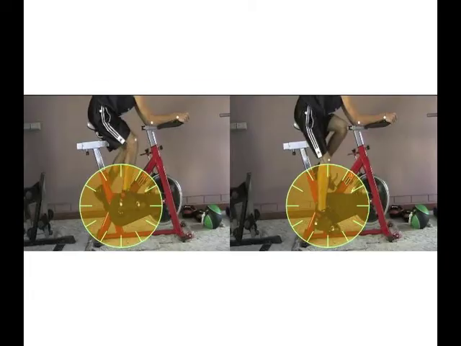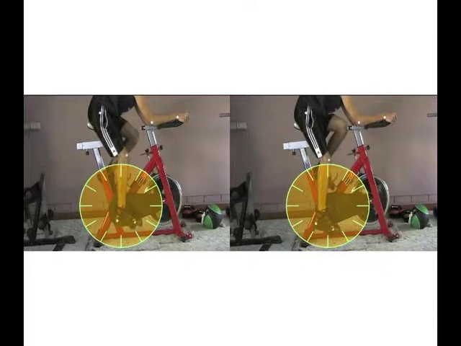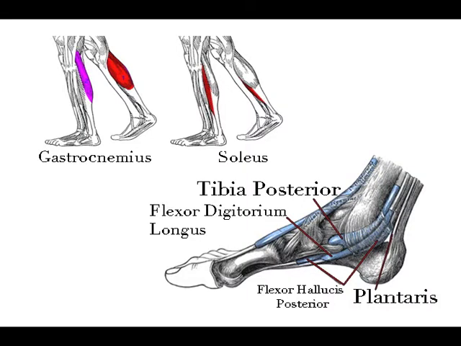From 3 to 6 o'clock, the knee extensor is used. This uses the quadriceps femoris, which is the front thigh. 5 to 6 o'clock, ankle plantar flexor is used. The muscles used in this action are the gastrocnemius and soleus, also known as the calf, plantaris, tibialis posterior, flexor hallucis posterior, and the flexor digitorum longus, which are all muscles in the foot.